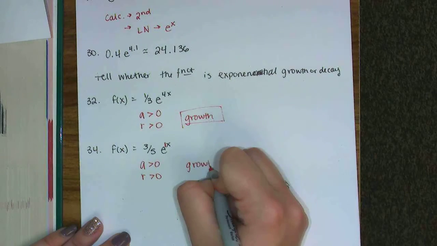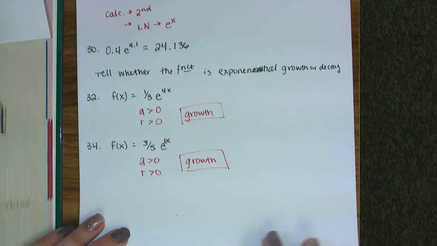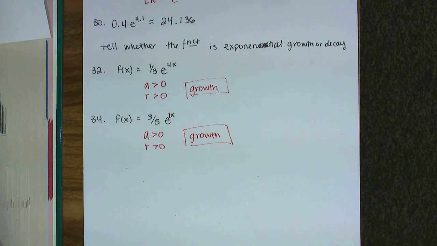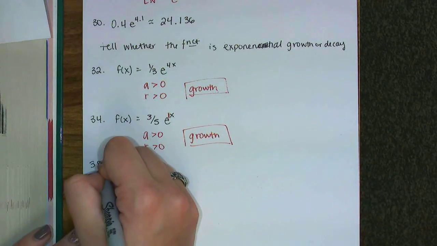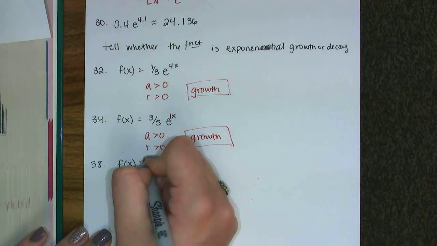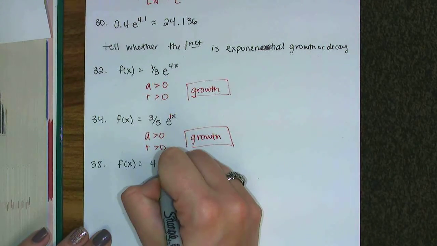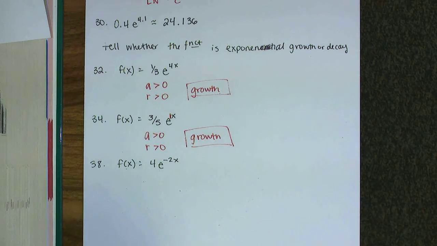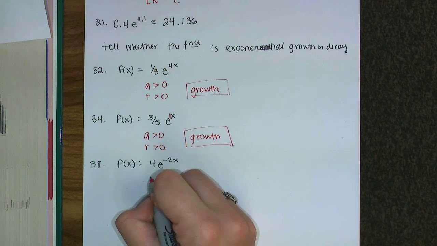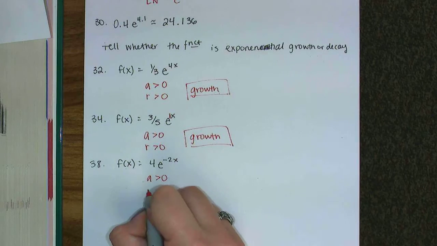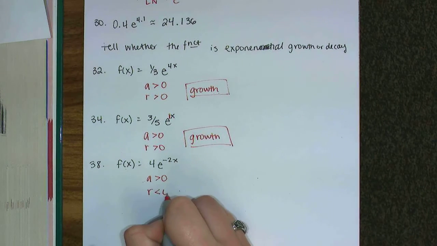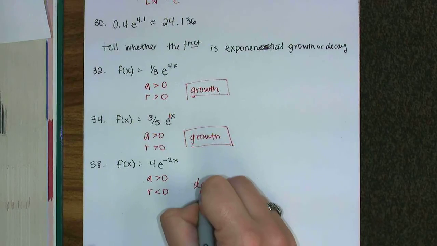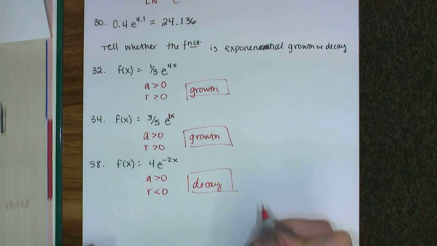And lastly, 38, is f of x is equal to 4e to the negative 2x. So, A is 4, so A is greater than 0. R, well, R is now negative 2, meaning it's less than 0. So according to our rules, this is decay. And that's all you need to show for those problems there. But you have to show this or you will not receive full credit for those problems.